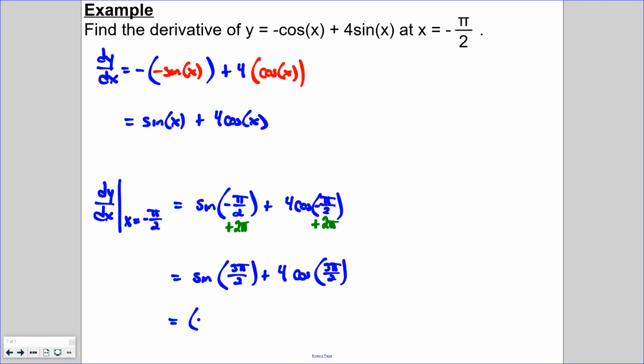Sine of 3 pi over 2 is negative 1 plus 4 times cosine of 3 pi over 2, which is 0, giving us negative 1 plus 0, or a derivative at x equals negative pi over 2 of negative 1.